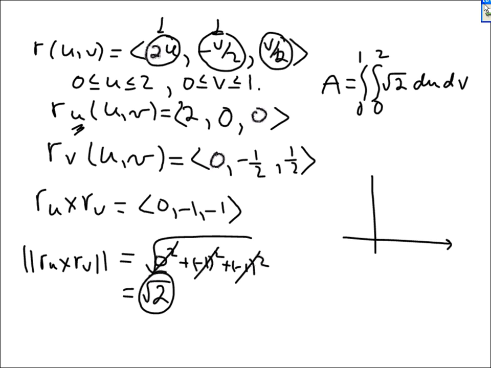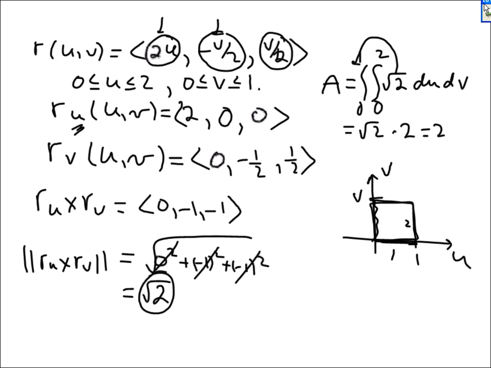You can actually look at it: u goes between 0 and 2 and v goes between 0 and 1. So you get this area, square root of 2 times that area. But that area is 1 by 2, that area is 2. You can factor this out, times 2. The answer is 2 square root of 2. Or you can actually integrate. But some integrals come from obvious areas or obvious figures, figures that we know the area of, like rectangles and triangles.